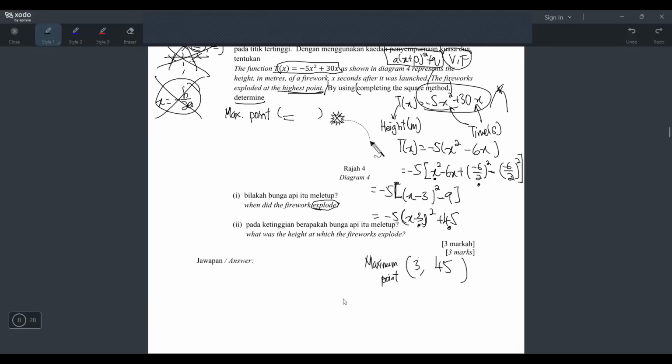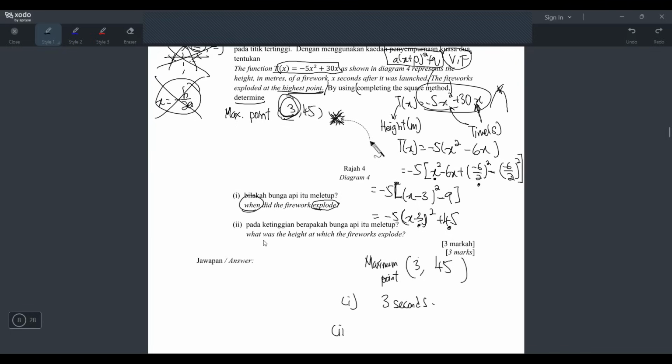But the soalan never asks you to find maximum point. The soalan asks you to find when did the firework explode. So when? 3 seconds, right? I already explained just now, you have to take the x coordinate, okay? Because the x coordinate, that's the time. X coordinate is the time, not the y coordinate. This 45 is not the time. This 45 is the height in meters, okay? And this question, they're asking when did the firework explode. So when is the highest point lah? And when is it the highest point? After 3 seconds. The x coordinate is time, okay?